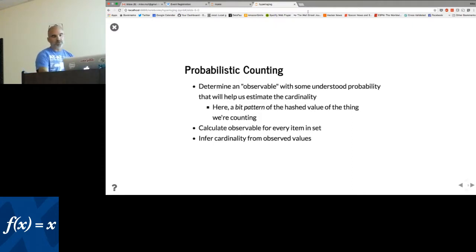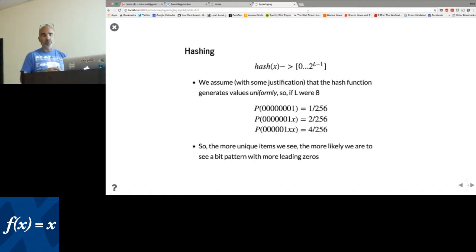So again, the key element of this is hashing. We assume offhand at the beginning that we have a hash function on the thing that we're counting, and it maps to some number between 0 and 2^L minus 1, where L is some arbitrary size that we want to achieve. In the case of probabilistic counting, I think it was 32 bits, and pretty much through all of the papers that Flajolet and his colleagues did, it's 32.